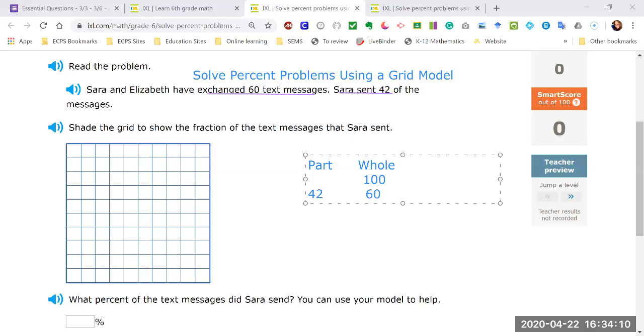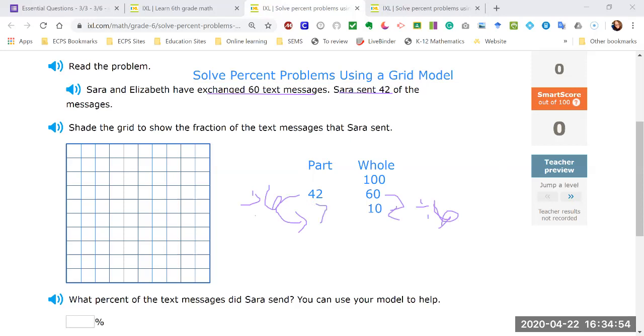So let's look at the relationship between, let's start with our 10 like we usually do. So from 60 to 10 is where we're going to start. If I'm going from 60 to 10, then I'm dividing by 6. And here, I'd have to divide by 6 as well. Now, 42 divided by 6 is 7.